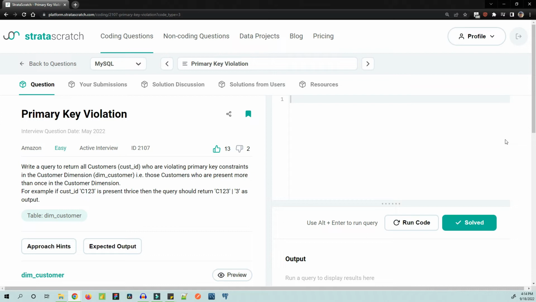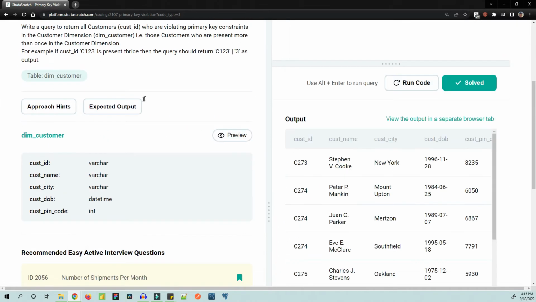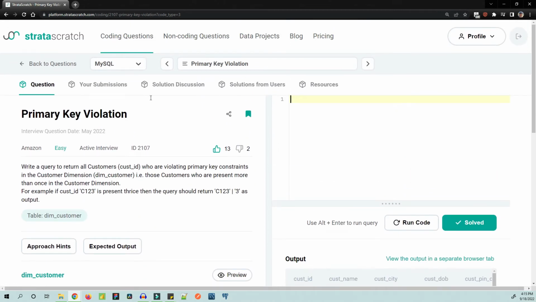Okay, we've understood that. So for example, if customer ID C123 is present thrice, then the query should return C123 and 3, the number of times it is occurring, right? Let's look at the table as well. So customer ID, we need this and we need to find how many times it is occurring, right? So we need to find customer IDs which are violating the primary key constraint.